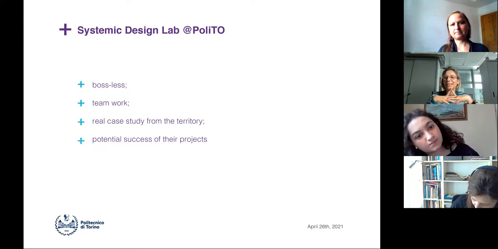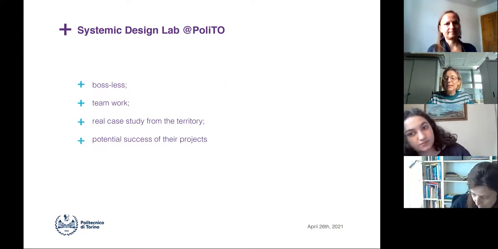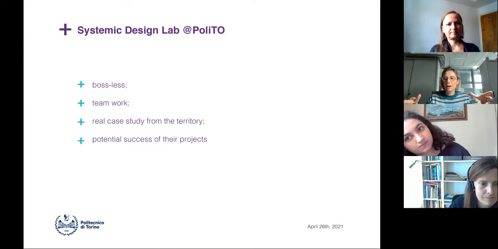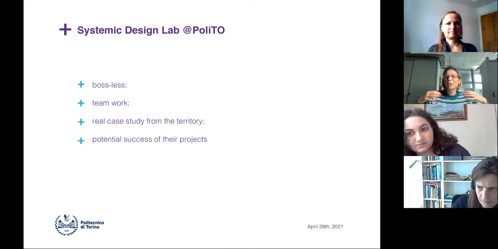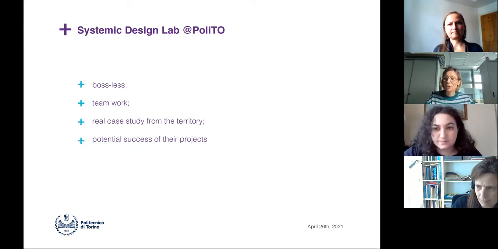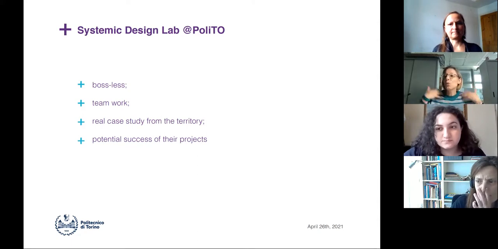We have a slightly different approach in the master course, because the teachers are not behind the desk, but we try to be just the experts at the service of the students. So we try to be bossless. Of course, at the end, we should rate the work, but also in the final part, we try to ask the students to evaluate themselves and their work, or in a sort of peer-to-peer evaluation among the different students. So really we try to be bossless as much as possible in order to really work together.